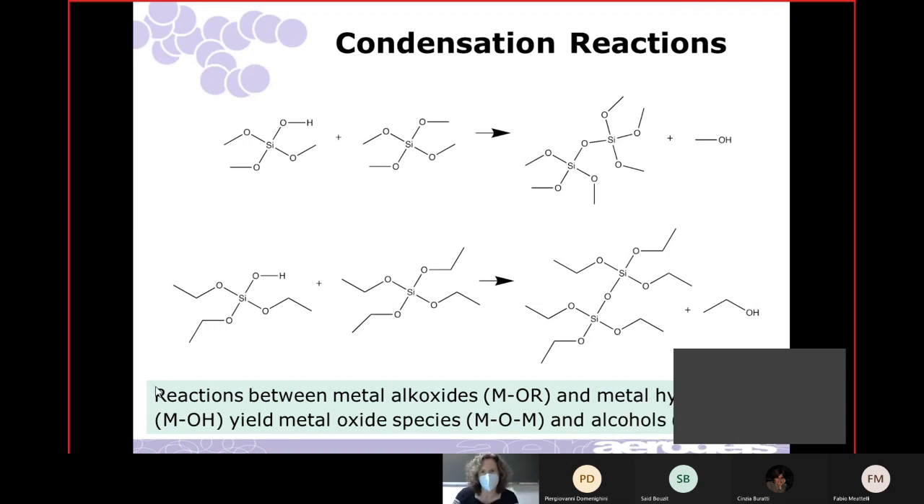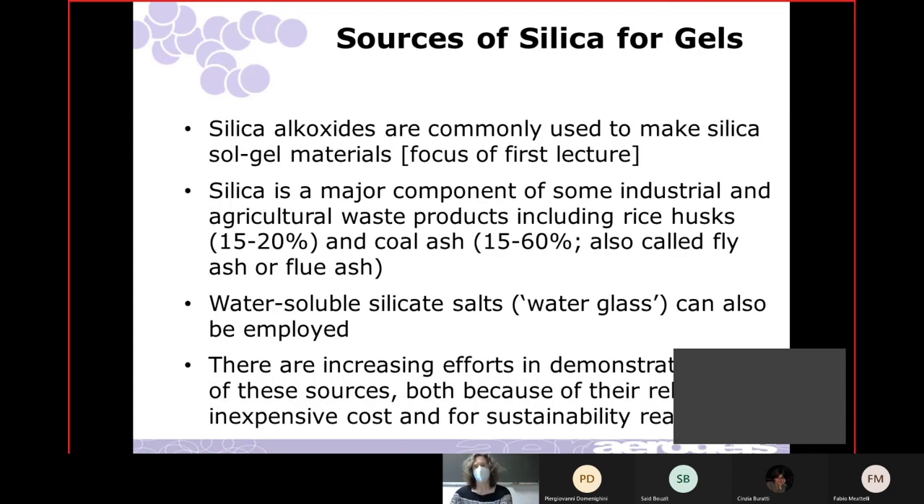But these aren't the only sources of silica that can be used for gels. It is a very common one. It was the focus of the first lecture and the review that I just did. But silica is also a major component of some industrial and agricultural waste products. And those include things like rice husks. So silica, SiO2, is going to be about 15 to 20% of that. Silicates and coal ash. It's also known as fly ash or flue ash.